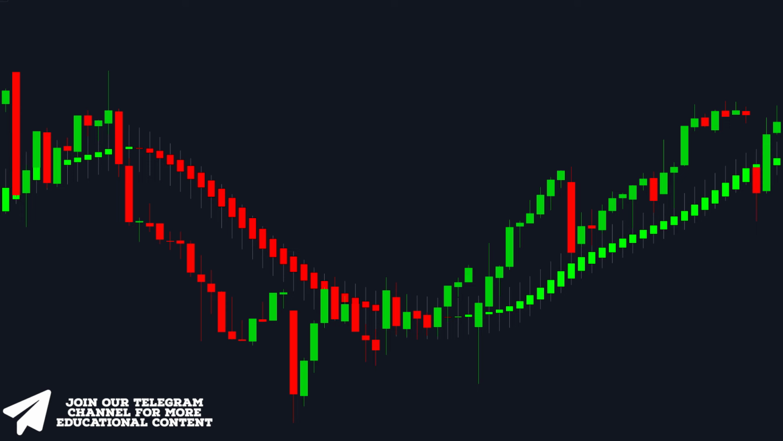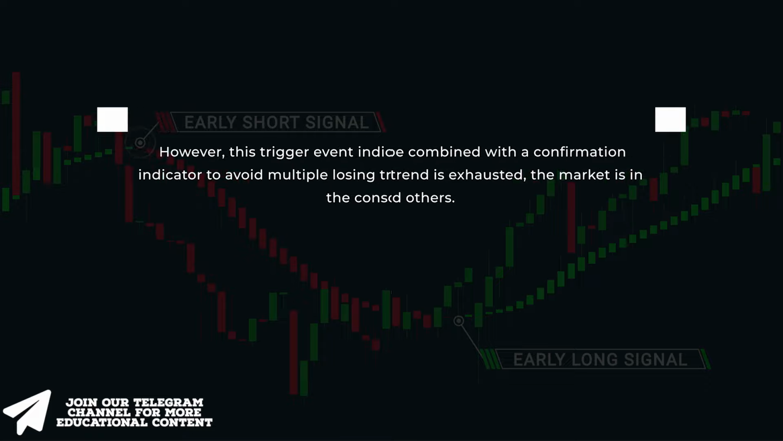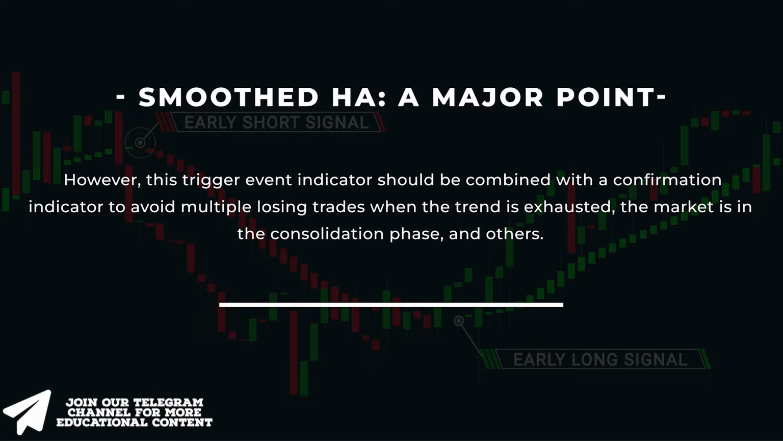With that, when the smoothed Heikin-Ashi candle turns green, it sends an early unconfirmed signal for trade long. Consequently, when the smoothed Heikin-Ashi candle becomes red, it issues an early signal for the short trade. However, this trigger event indicator should be combined with a confirmation indicator to avoid multiple losing trades when the trend is exhausted, the market is in the consolidation phase, and others. With that, let's move on to the next step.